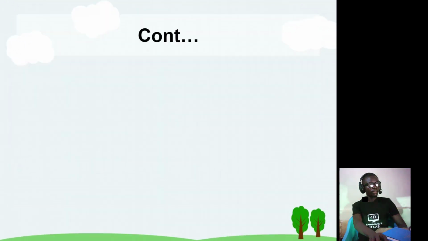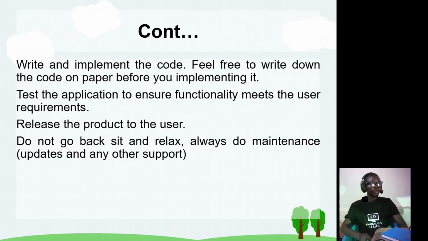So another key thing to look out here for, write and implement the code finally. So here, before you write the code, feel free to write it down on paper. So before you go on PC to write, test the application to ensure functionality meets user requirements. So test the application during development, then after development, perhaps get somebody to help you test the application. Then later on, deliver the product to the user or the client.